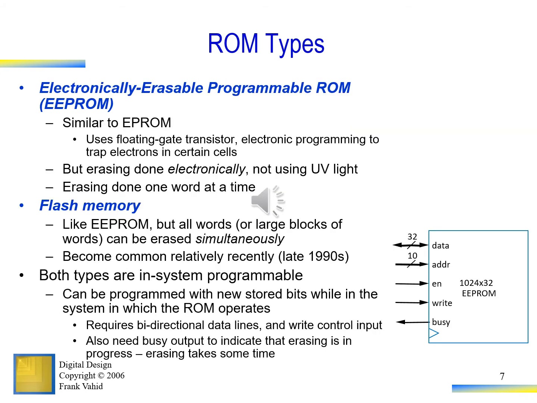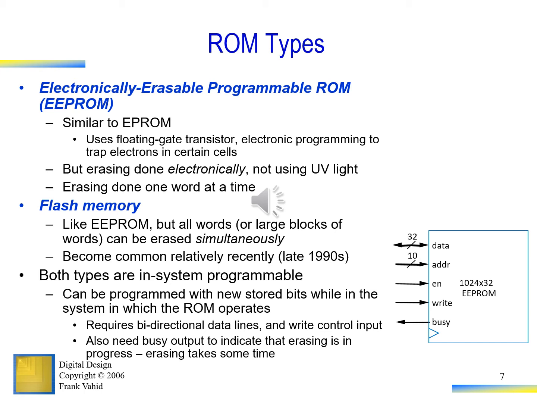The next type of ROM is electrically erasable programmable ROM, EEPROM. It has floating gate transistors which are electronically programmable. They trap electrons in the gates, but over here the erasing is done electronically rather than using ultraviolet light, and it is done one word at a time.